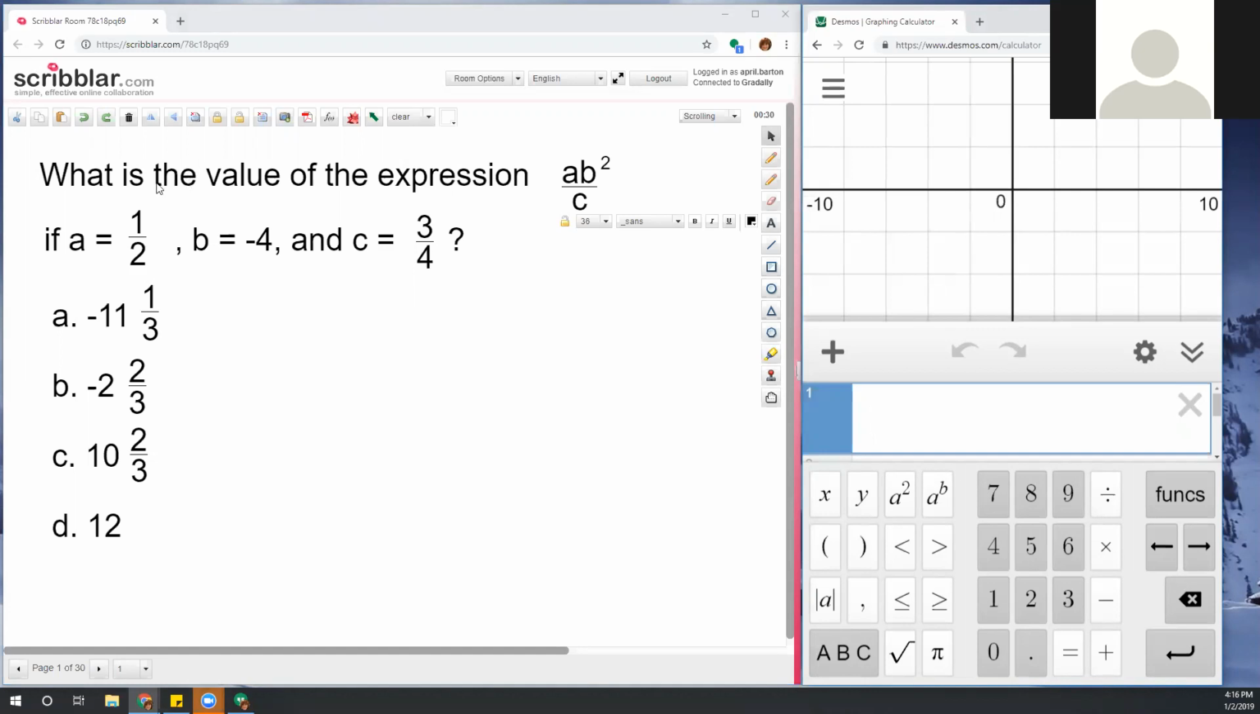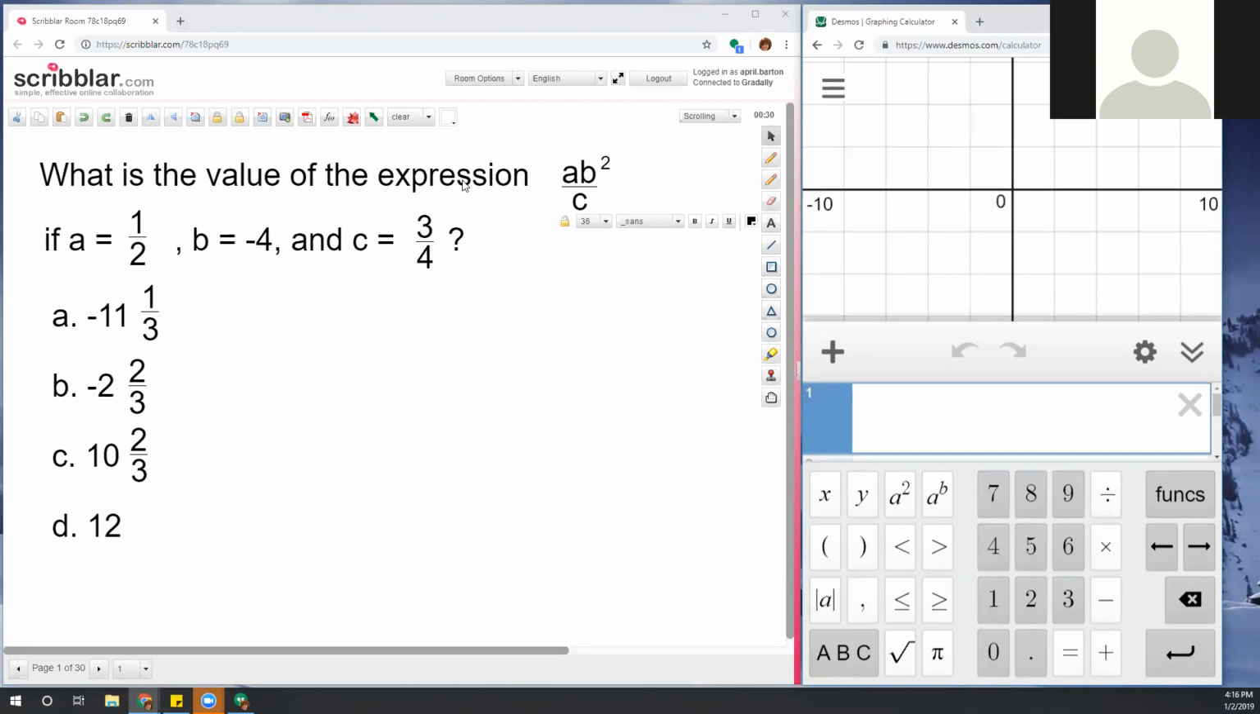So this problem says, what is the value of the expression A B squared divided by C if A equals 1/2, B equals -4, and C equals 3/4? So when it gives a question like that, the easiest option will be to use the graphing calculator.